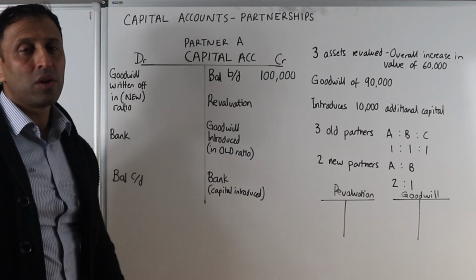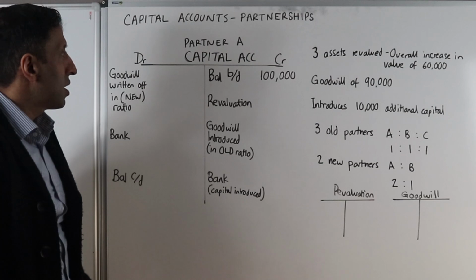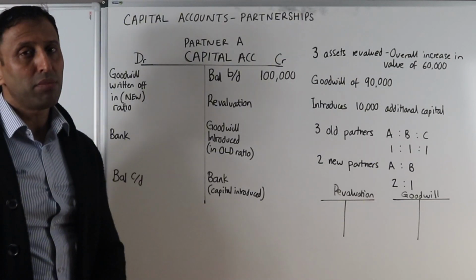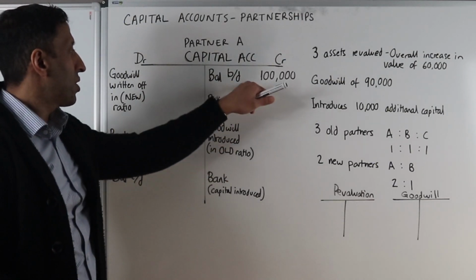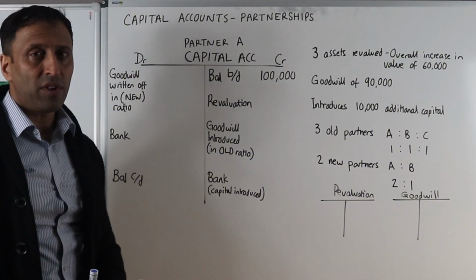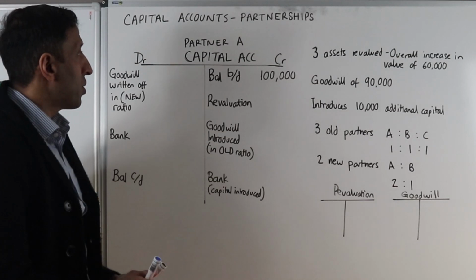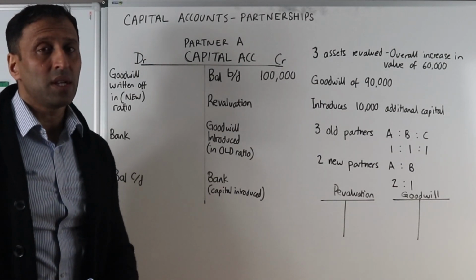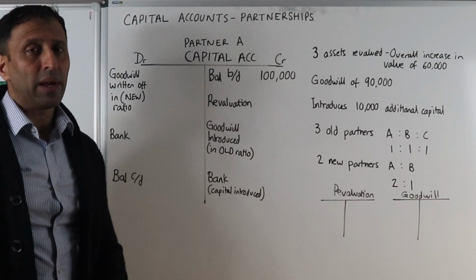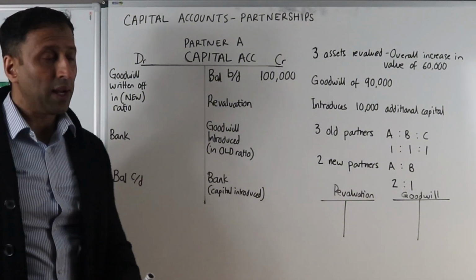Okay, we're now going to look at capital accounts for partnerships. Capital accounts are going to always pretty much have a balance brought down on the credit side because it essentially represents the value that's owed from the business to the owner of the business, the partner in the business. So it can be seen as a very long-term liability of the business to someone who's obviously invested money early on.